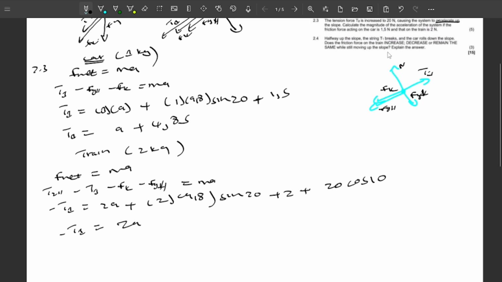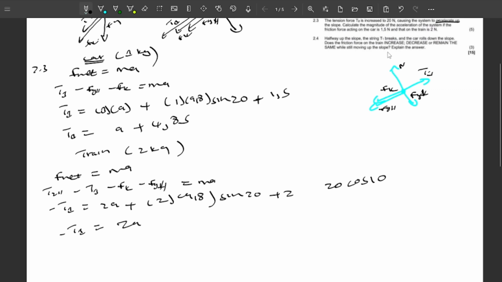This is our FK. FK is 2, and this is our FG parallel. This one is a plus. This one is a plus. This one is a plus. Oh yeah, I see why. Now I see why someone was complaining.